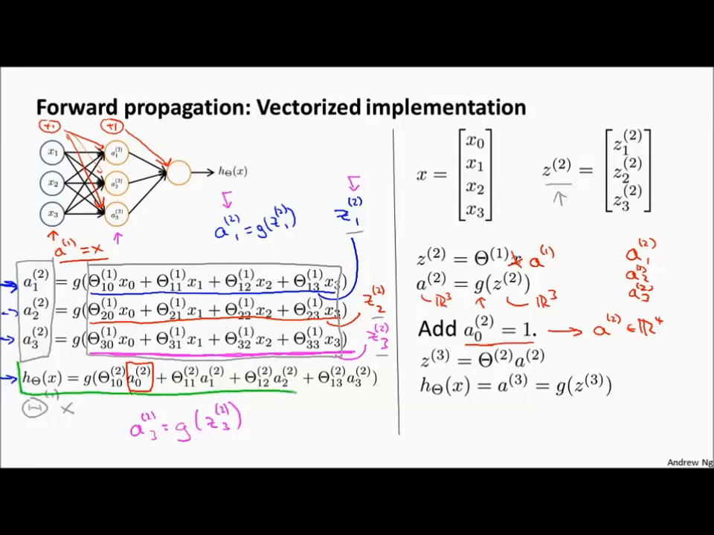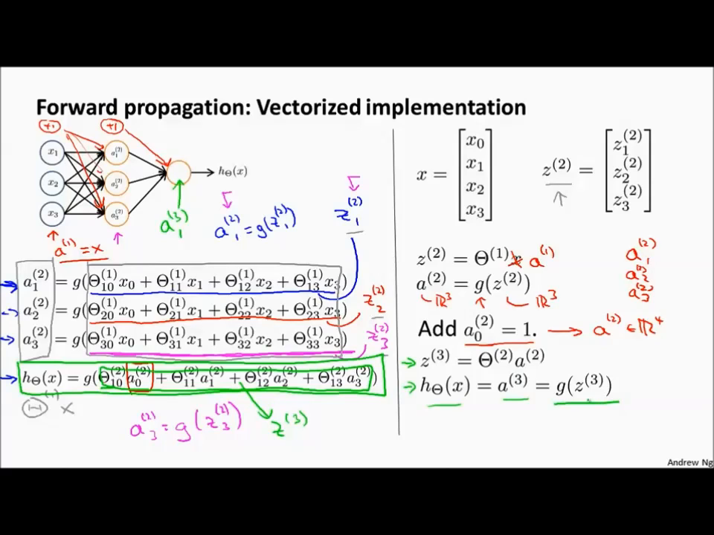And finally, to compute the actual value output of our hypothesis, we then simply need to compute z3. So z3 is equal to this term here that I'm just underlining. This inner term here is z3, and z3 is theta2 times a2. And finally, my hypothesis outputs h of x, which is a3. That's the activation of my one and only unit in the output layer. So that's just a real number. You can write it as a3 or as a31. And that's g of z3.